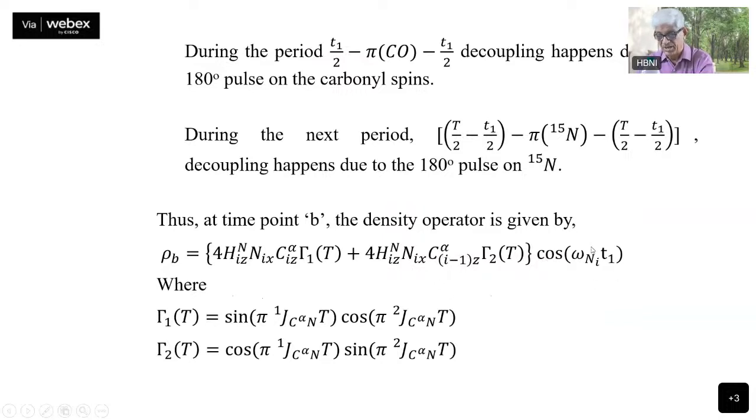And of course, you have the cosine. This comes because of the chemical shift evolution of the nitrogen. Chemical shift, cosine omega Ni T1. Otherwise, you would not get the nitrogen frequency. So therefore, you have the cosine omega Ni T1. This will give you the nitrogen frequency.